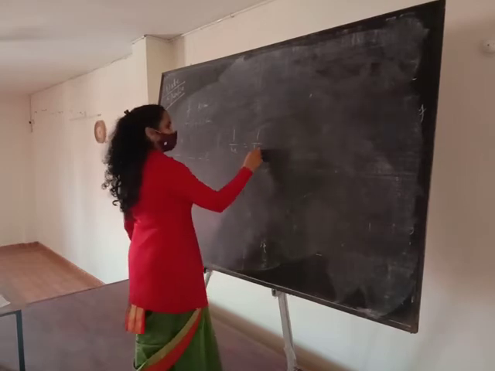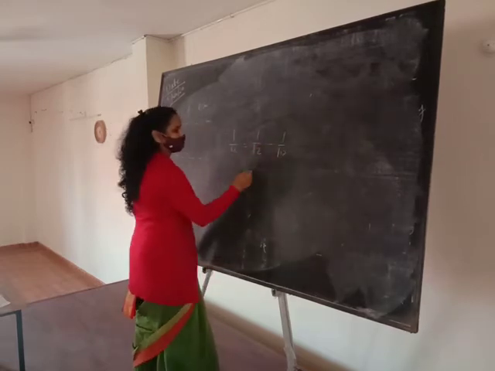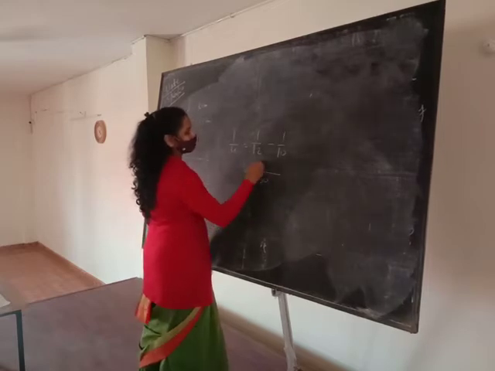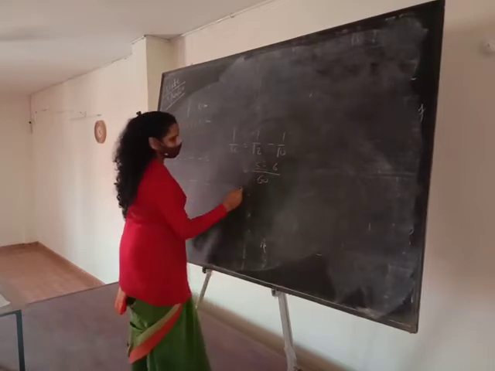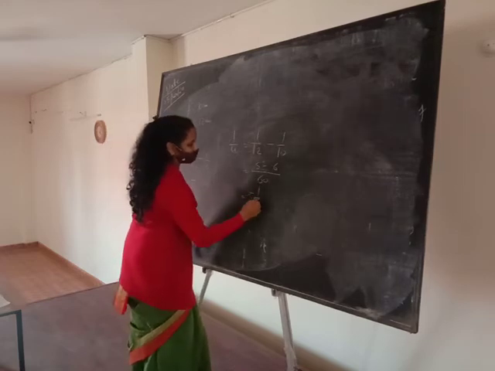Oh my God, you've become too fast. Very good. How much is this? 1 upon 6 minus 1 upon 6. Okay.